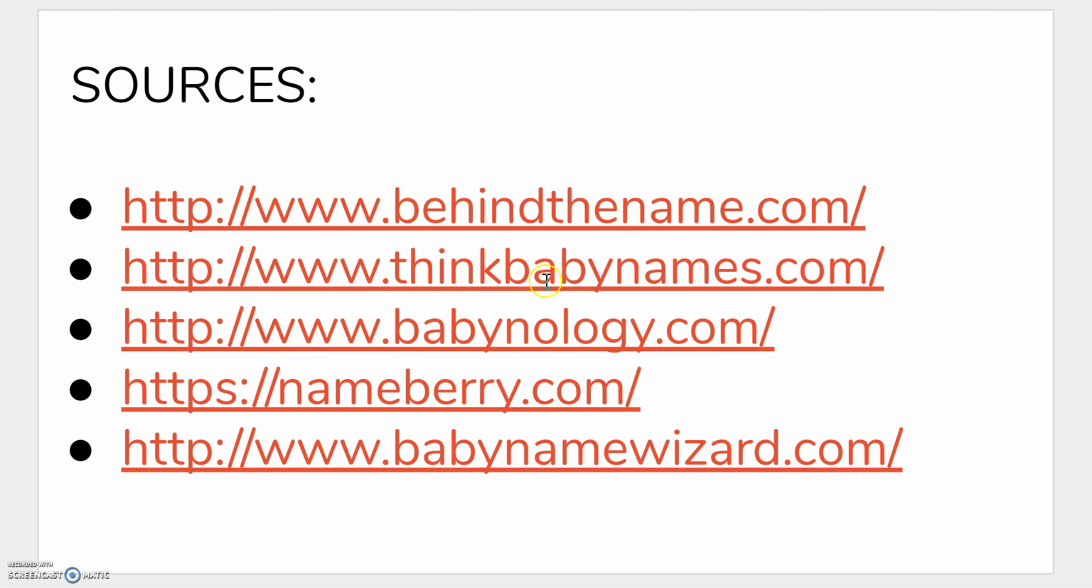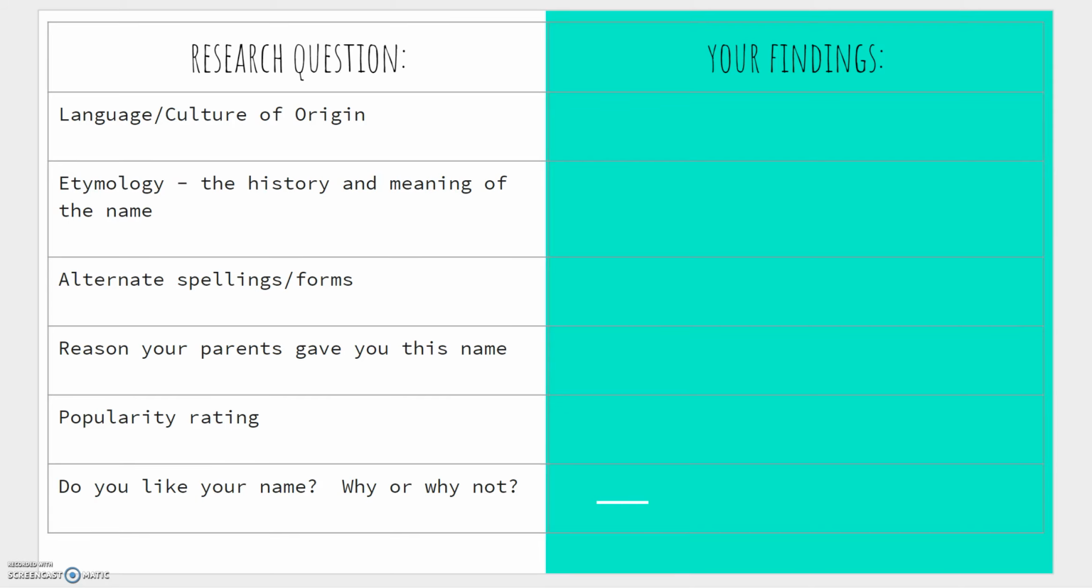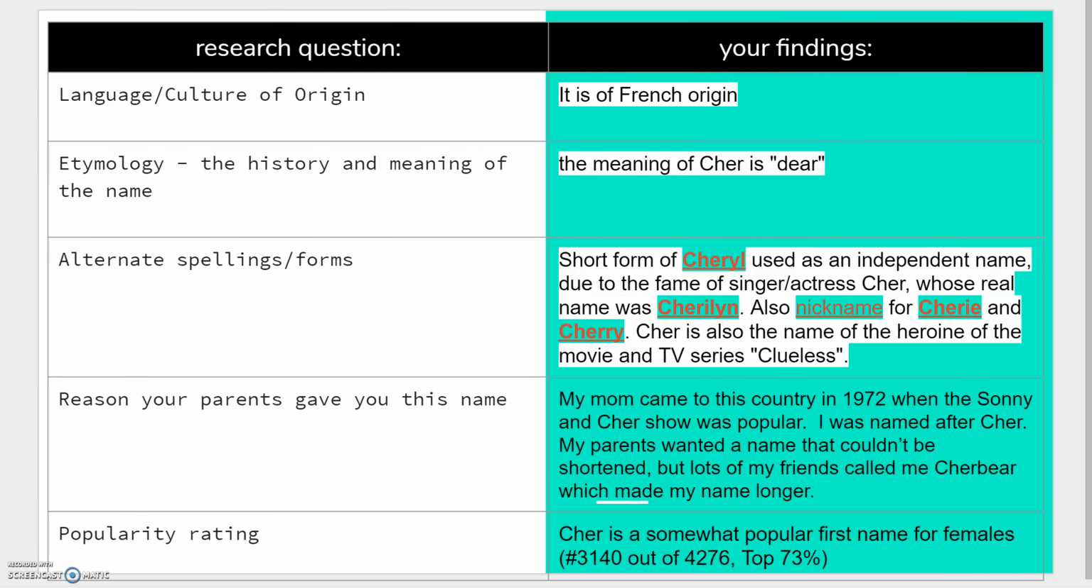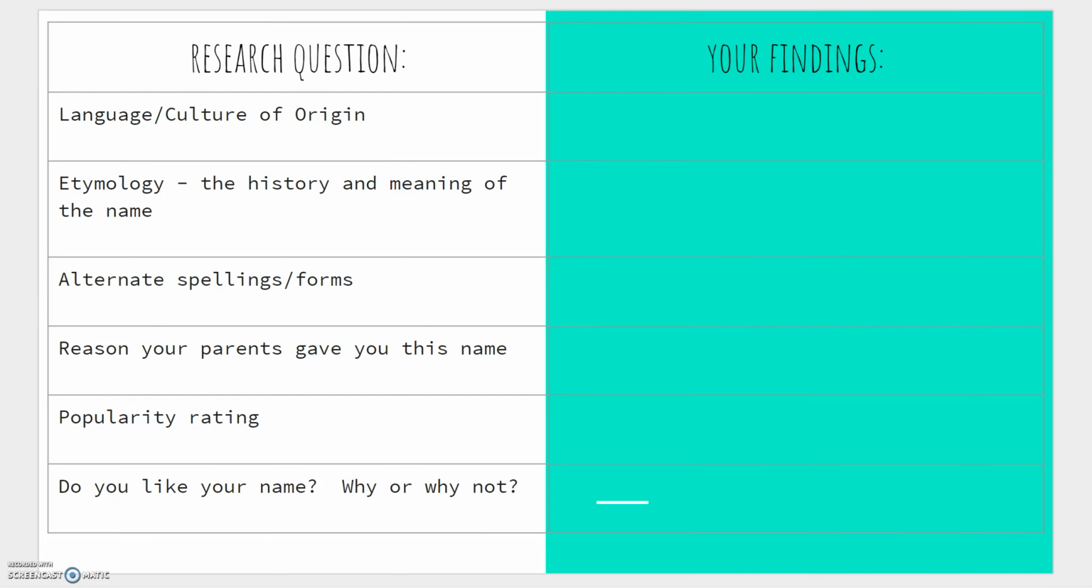On the first slide, you have some different links, and I would suggest checking a couple of those out first and testing them with your name to see which one gives you the most information. And then you'll see my example slide. You can delete that if you want, or just look at it as a reference point, but this is where you're going to keep your information.